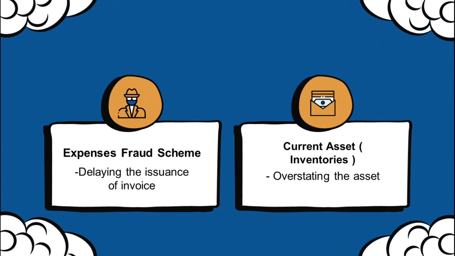The last fraud scheme is current assets, that is inventories. The most common method to misstate the financial statement is by overstating the asset. Compared to other methods, this method is hard to stop. This is because when the company overstates its closing inventories, the cost will be overstated for the beginning inventory for the next period and will cause the net income to be understated.